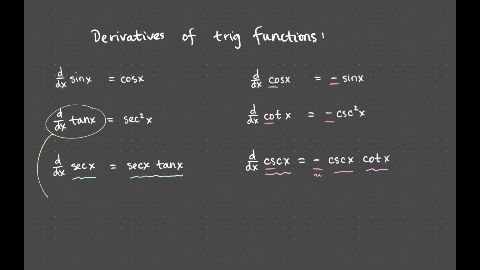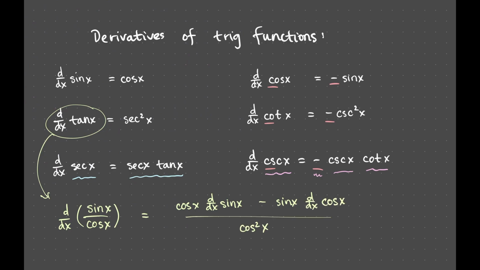One of the ways in which these derivatives of the other trig functions can be obtained is by using the quotient rule. For example, tangent is equal to sine over cosine, which is a quotient. And so the quotient rule should give us a formula for its derivative. It's perhaps an interesting and useful exercise to verify that the quotient rule actually gives that this derivative is equal to secant squared x as a final answer.